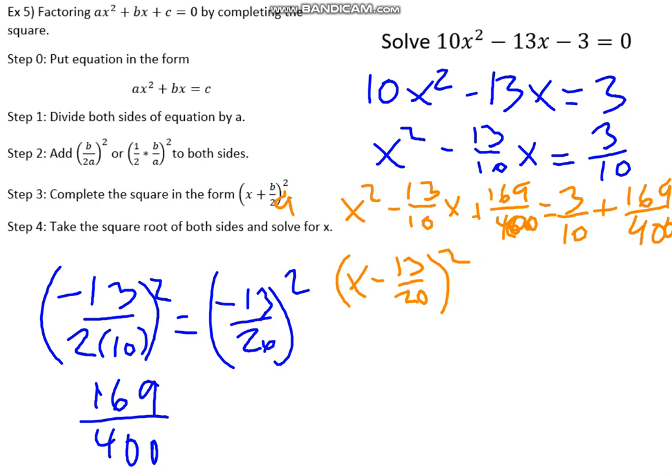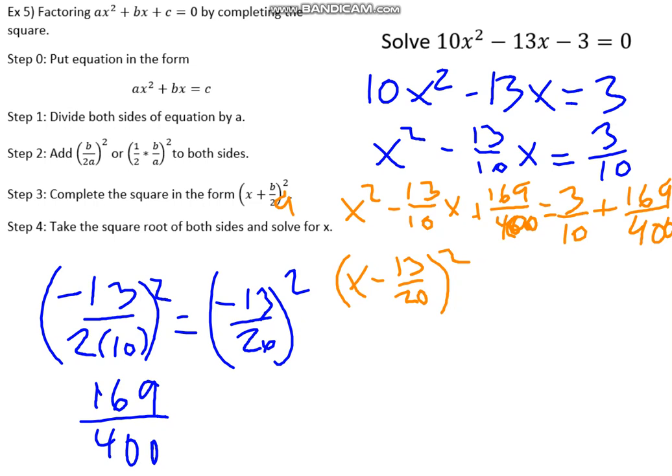So let's see, 13 over 20 times 13 over 20 is 169 over 400. So that's true. And then negative 13 over 20 plus negative 13 over 20 turns out to be negative 26 over 20, which reduces to negative 13 over 10. So it multiplies to the c term and adds up to the b term, so yes, it works.